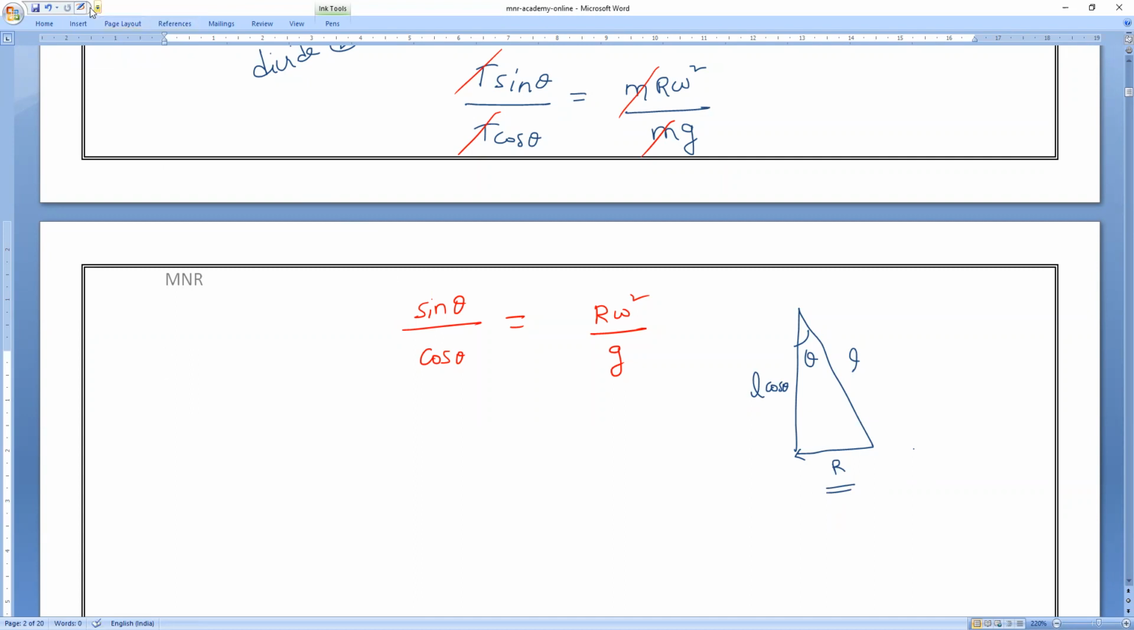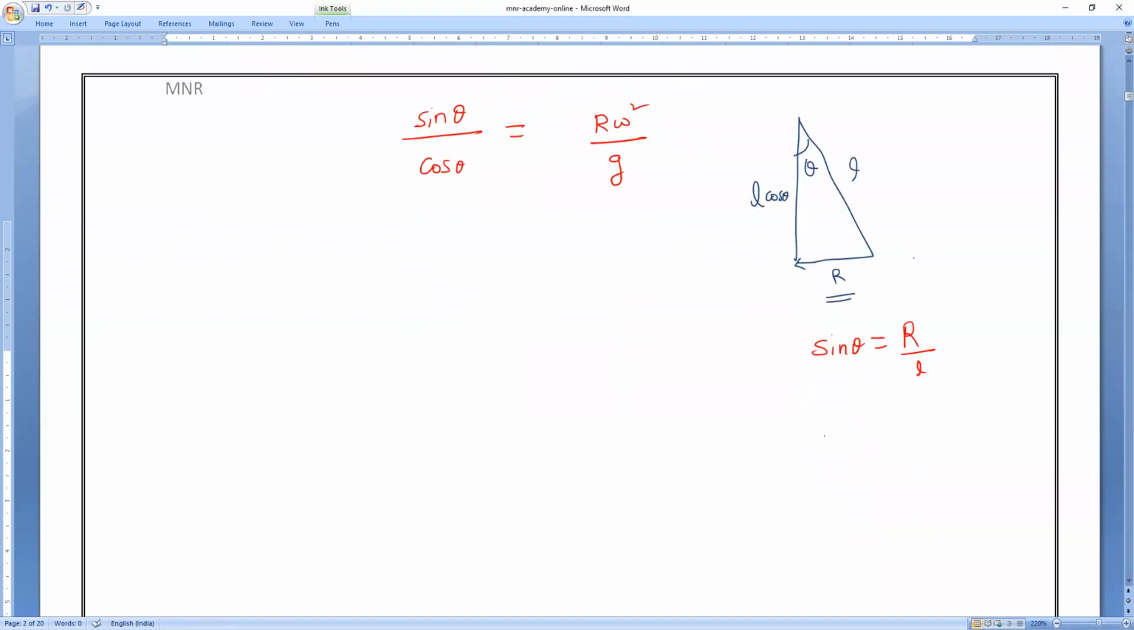Now tell me the sin theta formula from this. Sin theta is equal to what? Opposite by hypotenuse. So sin theta is R divided by L. From that, R is equal to L sin theta. That's all, you substitute.